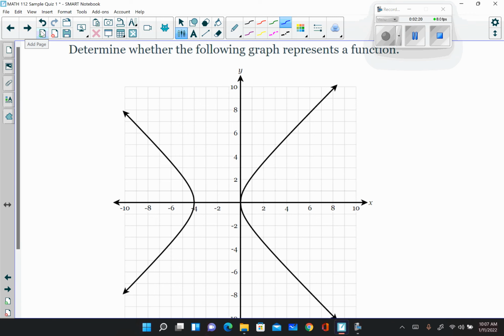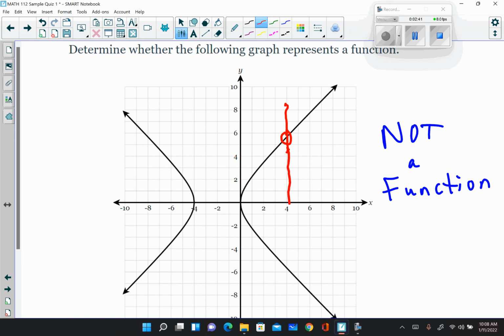Determine whether the following graph represents a function. By the vertical line test, this is not a function. If I can draw a vertical line which crosses more than once, then this is not a function. Here is a vertical line that's crossing not just once, but twice. And there's other vertical lines I could draw to prove that this graph is not a function.